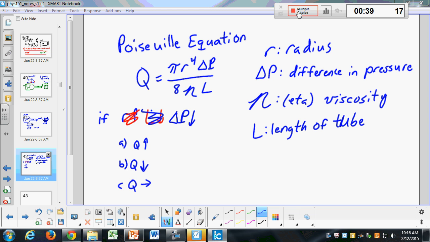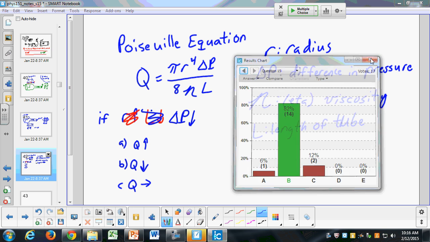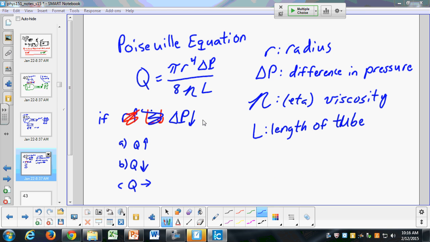Okay, B is the right answer. If P goes down, if this goes down, that means that the flow rate has to go down as well.